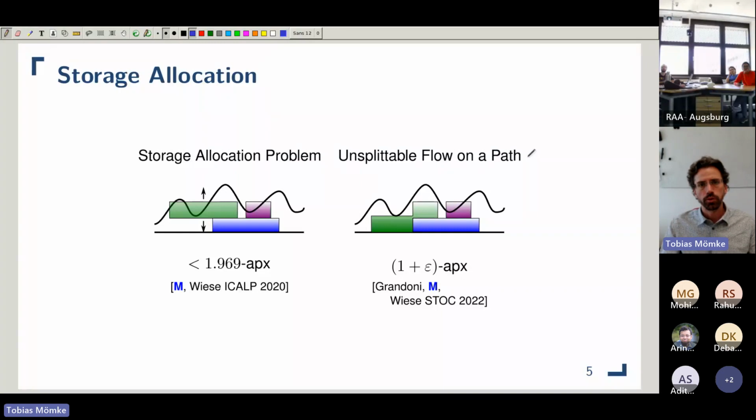Now we come closer to the problem that we study. On the right-hand side is unsplittable flow, as I presented it already. There's also a geometric version of this problem on the left-hand side, which is sort of like two-dimensional knapsack, but we can move tasks only up and down and not left to right. And of course, this profile is slightly different. For that, there is a 1.969 approximation that we obtained a few years ago.